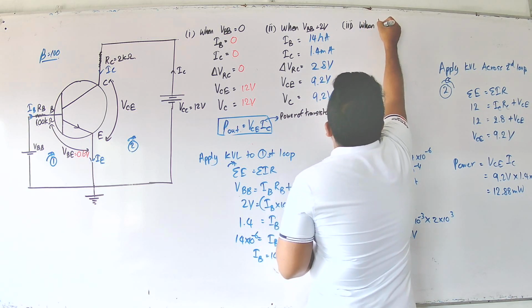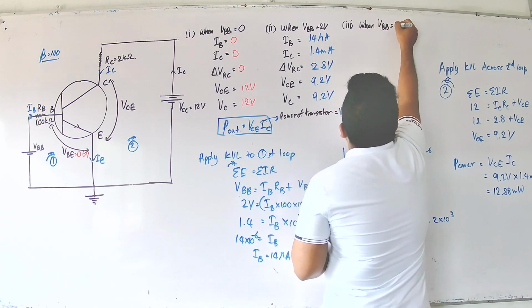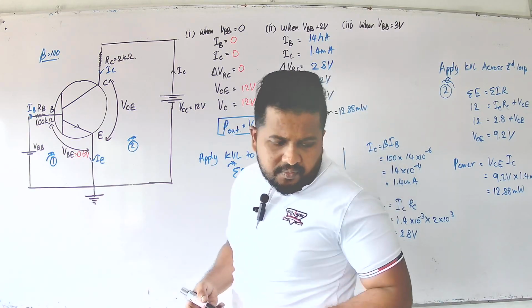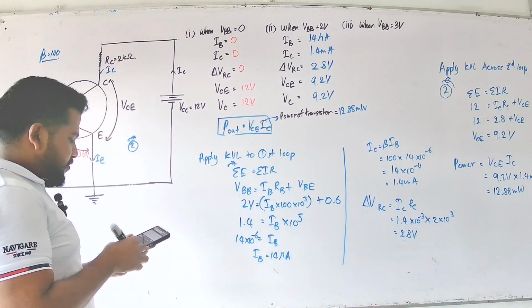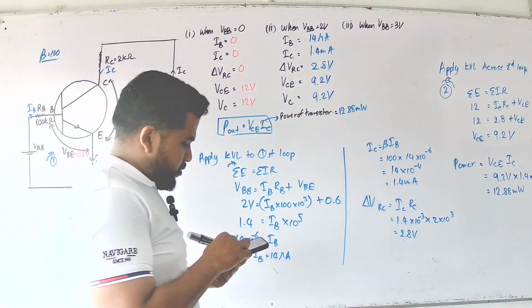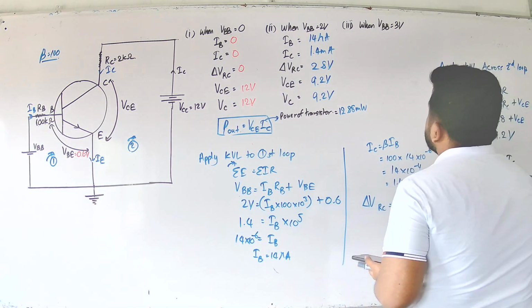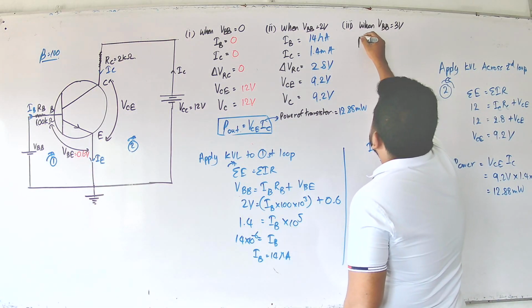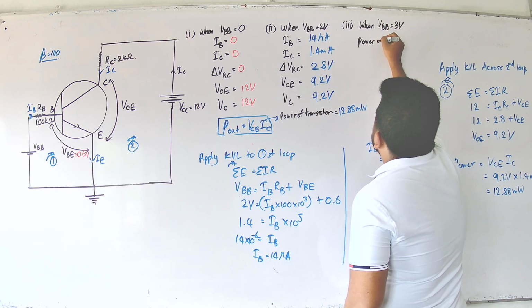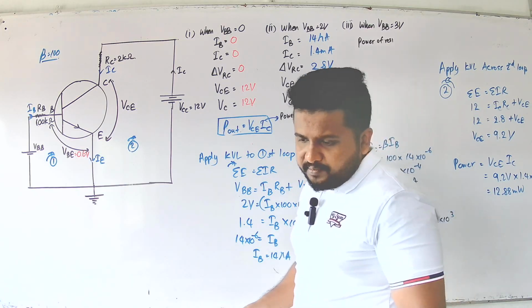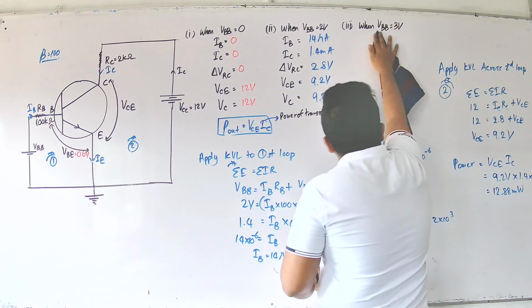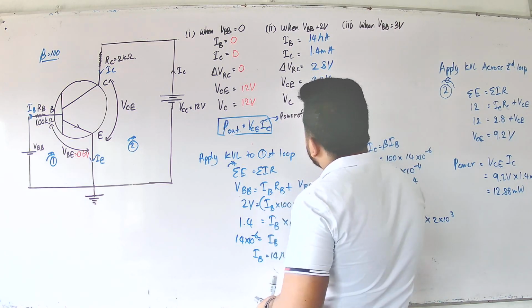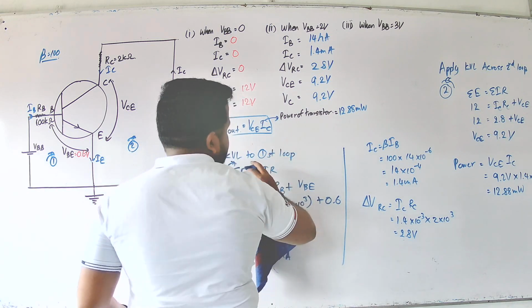When VBB equals 3 volt, find out the power of the transistor. To find the power of the transistor, you need to find out all the things.